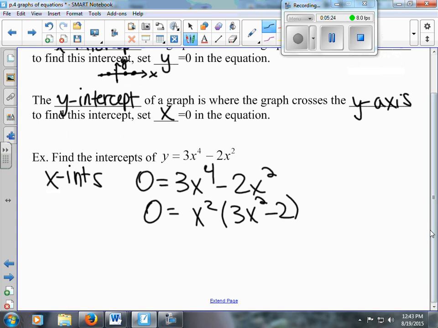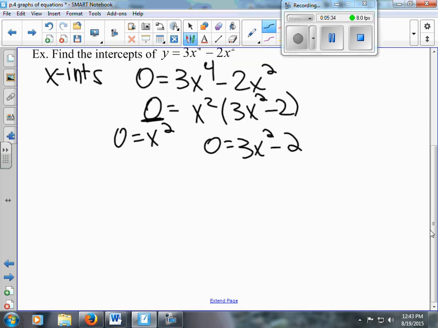Okay, so now that I've factored, I can set each factor equal to 0. This only works if you have a 0 over here, though. Okay, so x equals 0 is one of my solutions. And then now, if I solve for x squared, I get 2/3. If I take the square root of 2/3, I get the square root of 2 over the square root of 3.